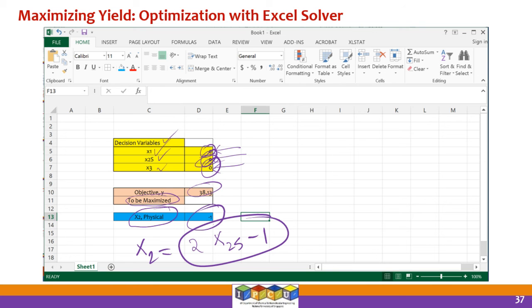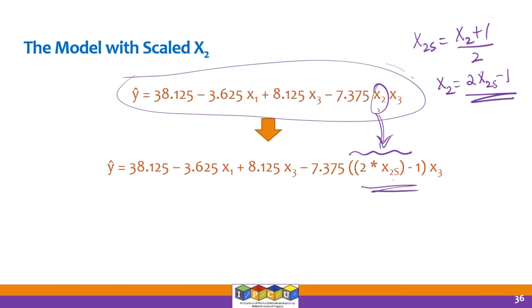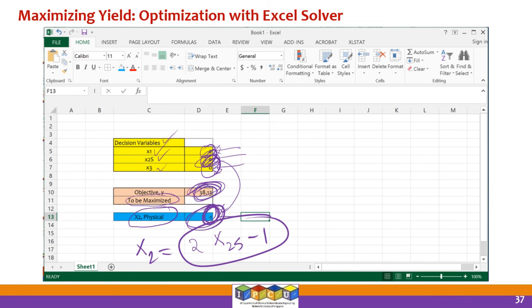And therefore, if x2s is 0, 2 times 0 minus 1 is going to be minus 1. So when x2s is 0, here it will show us minus 1. And if x2s turns out to be plus 1, then x2 will show to be plus 1 here. So this and this are connected. And this value, the y value, is connected with all three values of x1, x3, and x2s. So this is where I enter the formula that is shown here. I have to enter this formula in that particular cell.